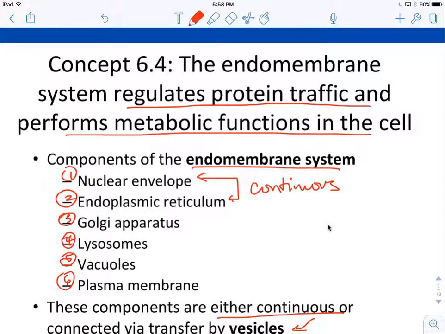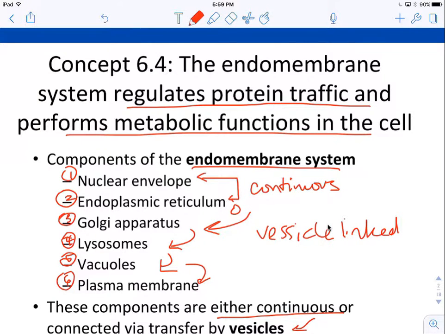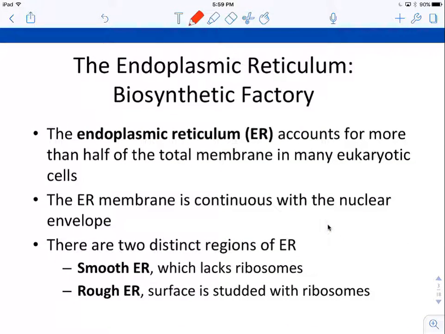The outer membrane of the nuclear envelope becomes the endoplasmic reticulum, and you'll see a picture in a minute. And then vesicles, which are little sacs, link up the rest of the components. It'll make sense in a minute.